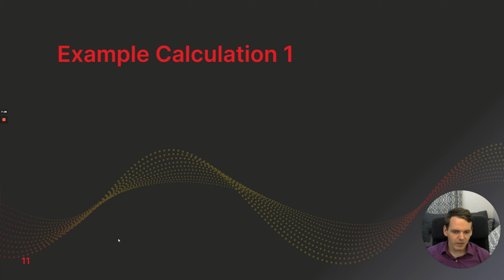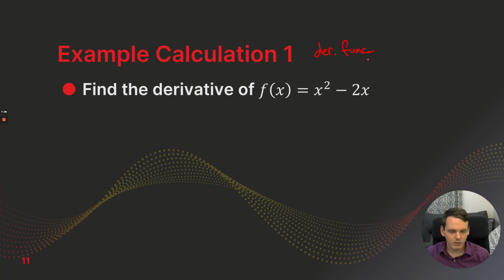Okay, these three examples, the first two are going to be the derivative function. And then the last one will be at a point, and you'll be able to kind of see that difference. So find the derivative of f of x equals x squared minus 2x. So we start with our definition, limit as delta x approaches 0, of f of x plus delta x minus f of x over delta x.